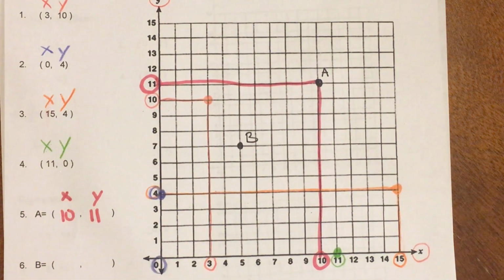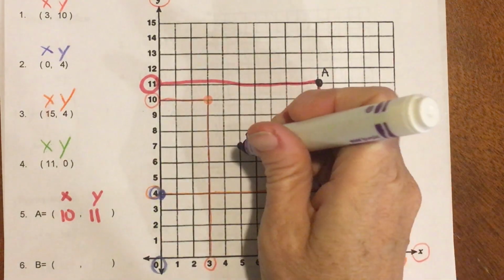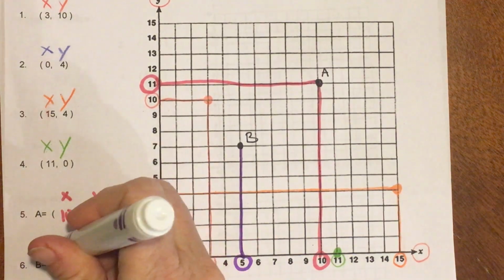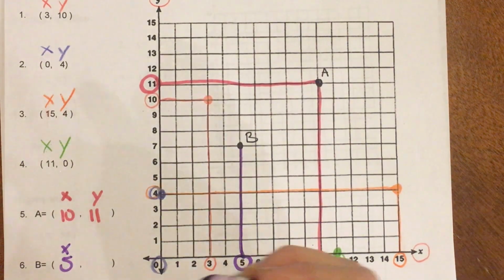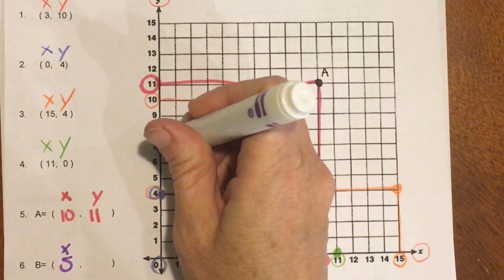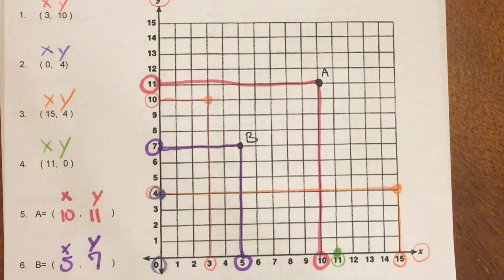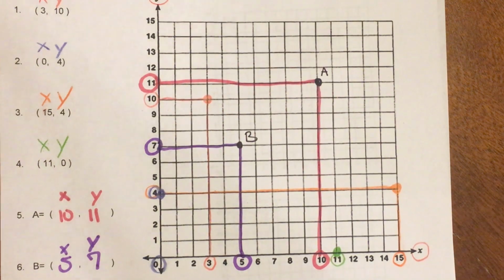For B, I would do the same thing. I'm going to find what's my x. My x is a 5, so I'm going to put a 5 there. And my y is a 7, so I'm going to put a 7 there. If you want to pause the video right now to grab some colored pencils or markers like I did, I think it's really helpful while we're starting to learn this. We won't continue this for the whole unit, but it's a good way to start.